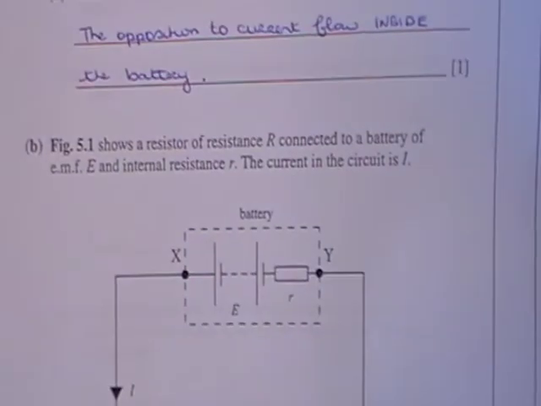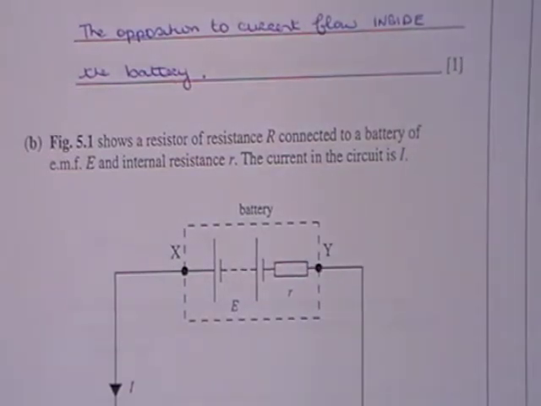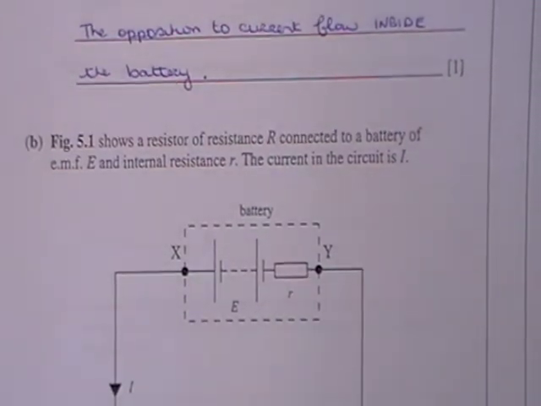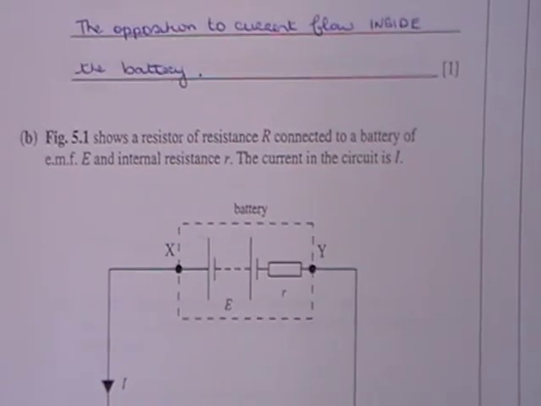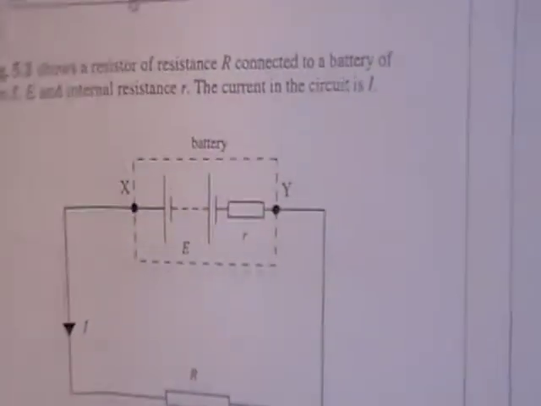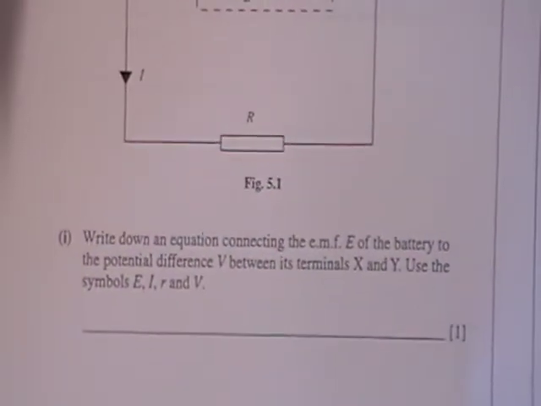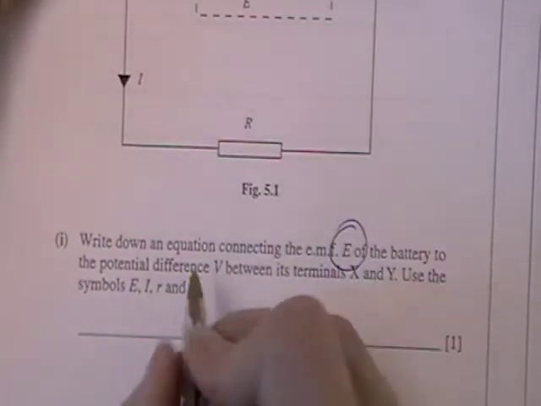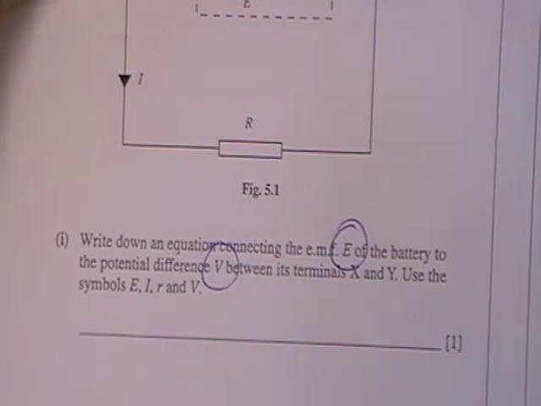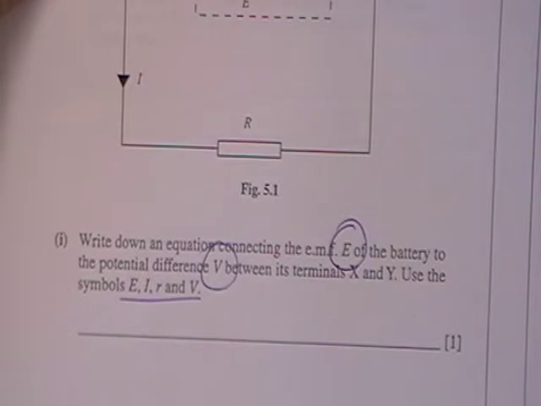Part B, figure 5.1 shows a resistor of resistance R connected to a battery of EMF E and internal resistance r. The current in the circuit is I, capital I. Write down an equation connecting the EMF of the battery, the potential difference between its terminals X and Y, and use the symbols E, I, r and V. So that's just the equation that you would have learnt.